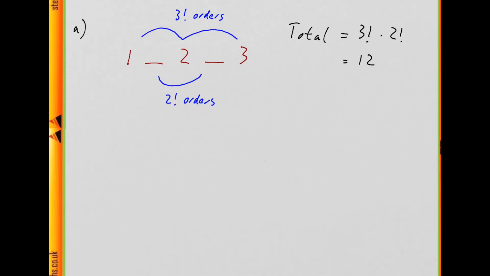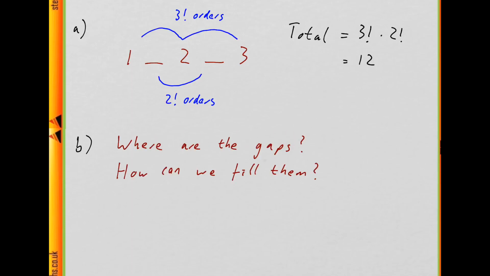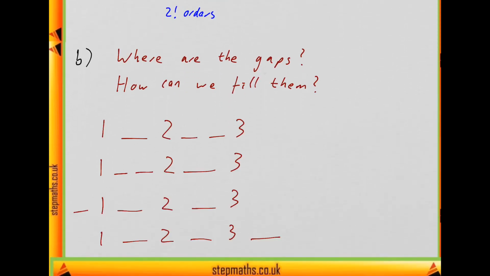So what are we asking ourselves? We're asking, where are the gaps? So this 6th number, which of these places is it going to be? And then how many ways can we fill them? Which is what we asked when we found this number. Well, let's draw all the possible places we can put the extra number. So we can put it here, here, at the front or at the end. That's 4 different cases.